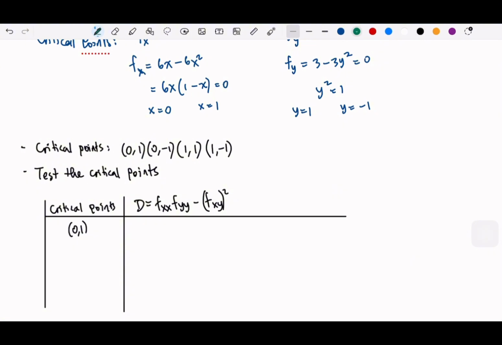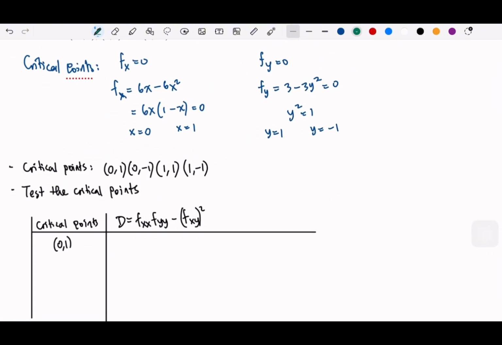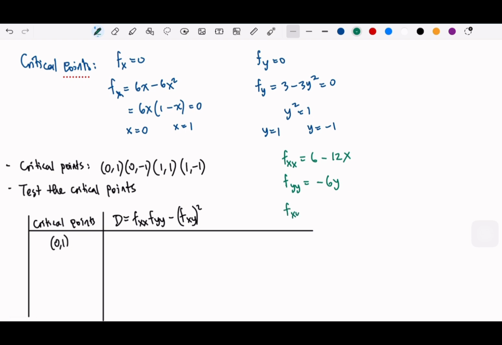Okay, so maybe before we continue, we can prepare the second partials. So the second partials we can get from, for example, partial xx is 6 minus 12x, right? And then partial yy is negative 6y. And then partial xy. Actually, you can use partial yx, but because they are the same, I will just use xy. Because there is no y in the equation, I will take this as 0.